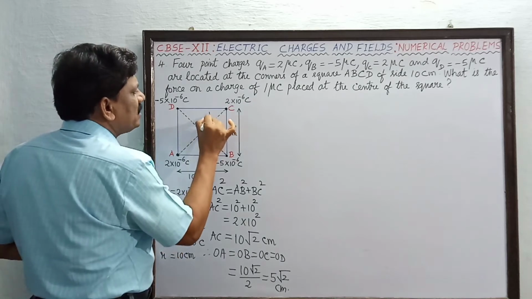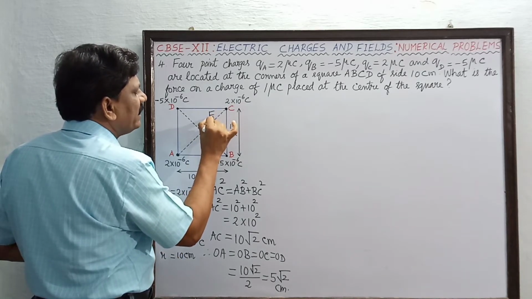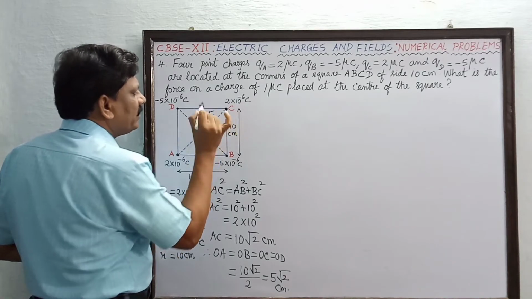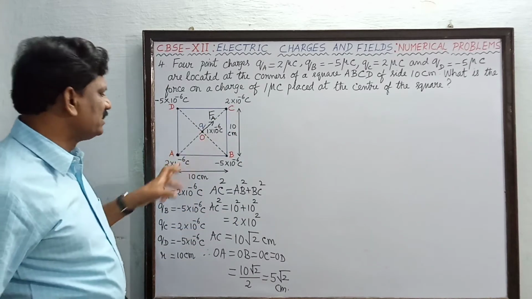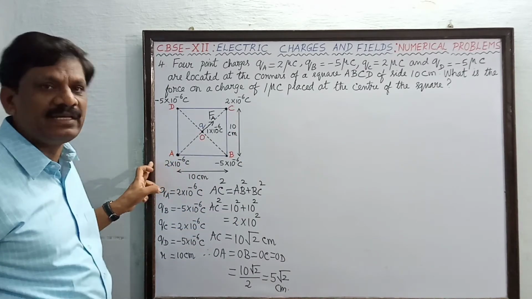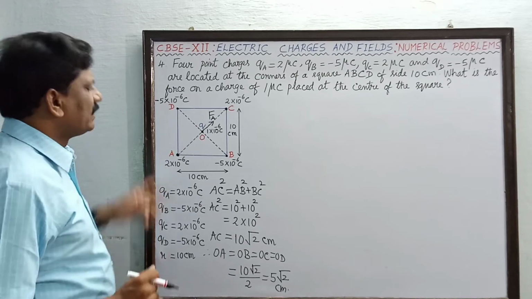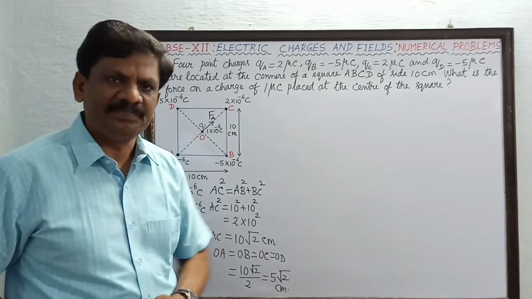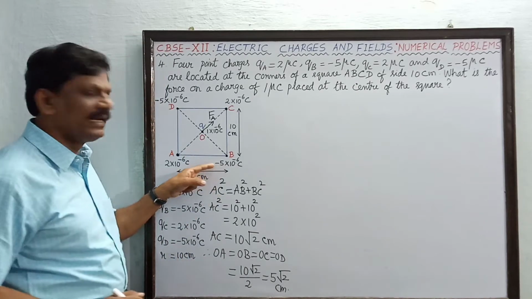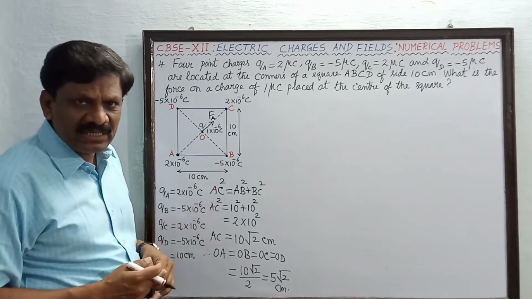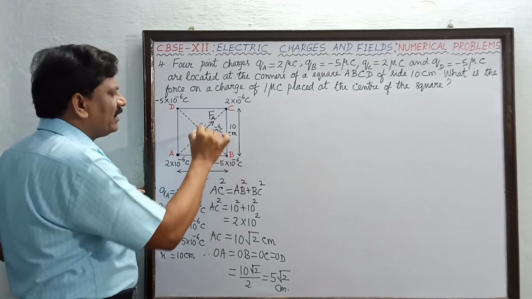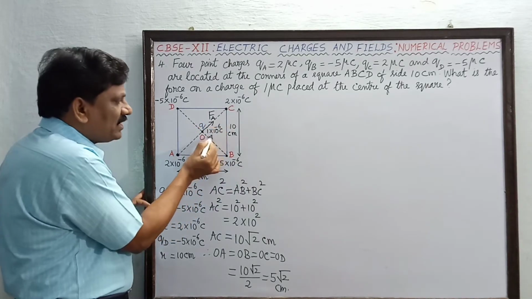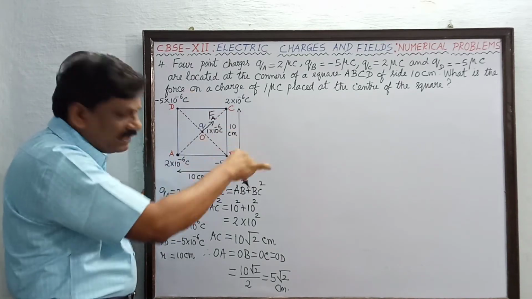So I will call it the force F due to A. F, the force acting on the middle charge due to the charge located at A. Okay. At the same time, you look at the charge located at B. At B, there is a negative charge. So this negative charge will try to attract the positive charge of 1 microcoulomb towards it.